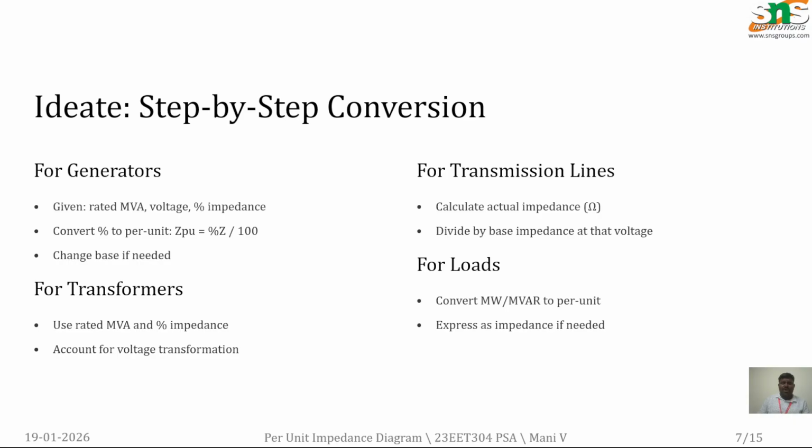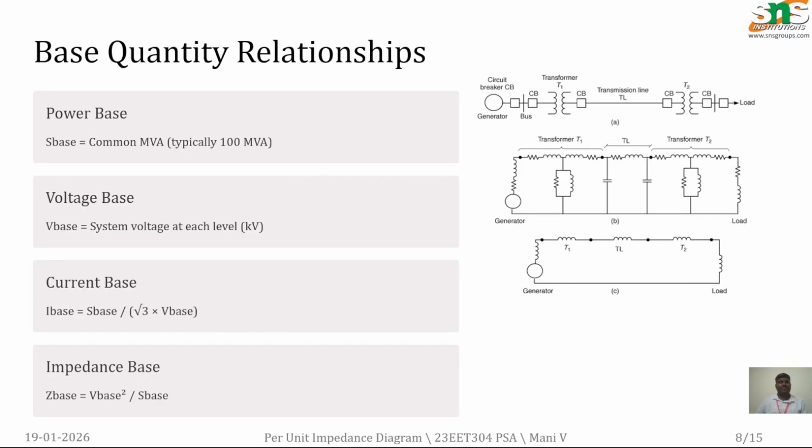And for the load, we have to convert the given megawatt or megavolt ampere into a per unit value, that is, per unit reactance or impedance, and we can express it as impedance if needed. These are the steps used to convert from the given value to the per unit value.